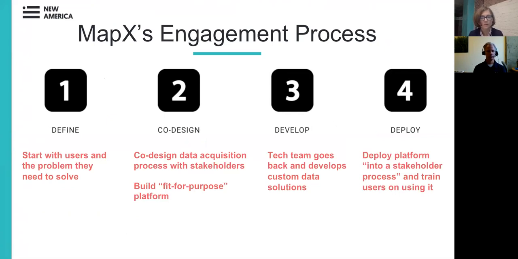They start with users and the problem they need to solve. Then, together with stakeholders, they co-design the data acquisition process and what a fit-for-purpose platform would look like. And then, only then, in the third step, does the tech team go back and develop the tool. Lastly, they deploy the platform into a stakeholder process and train users on using it.